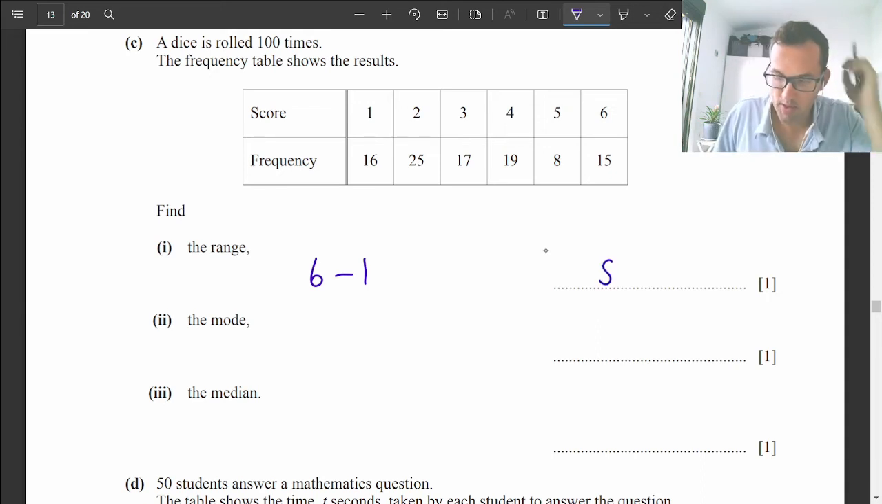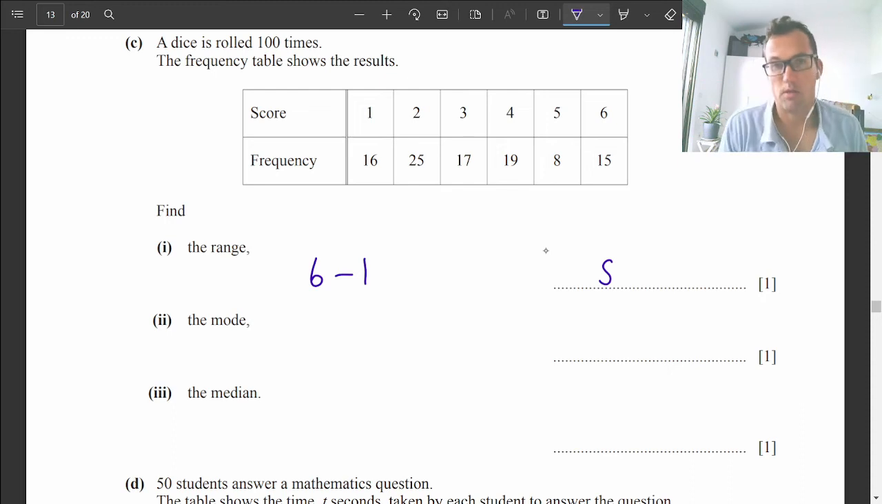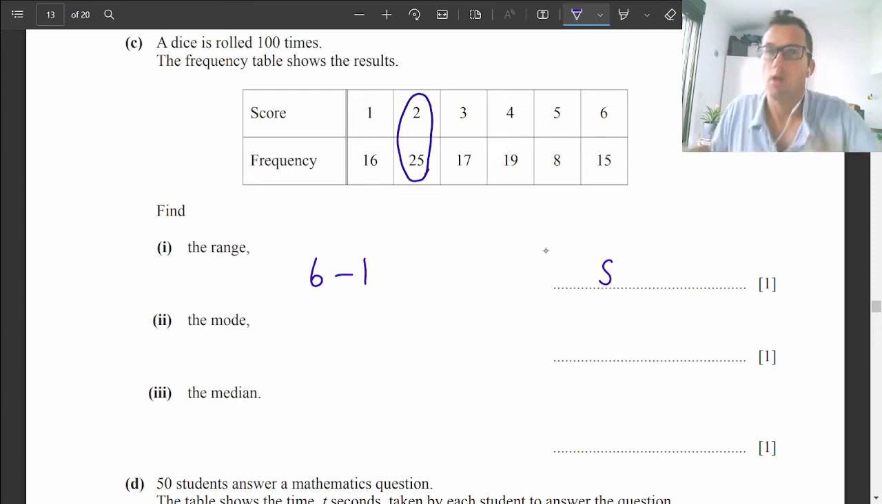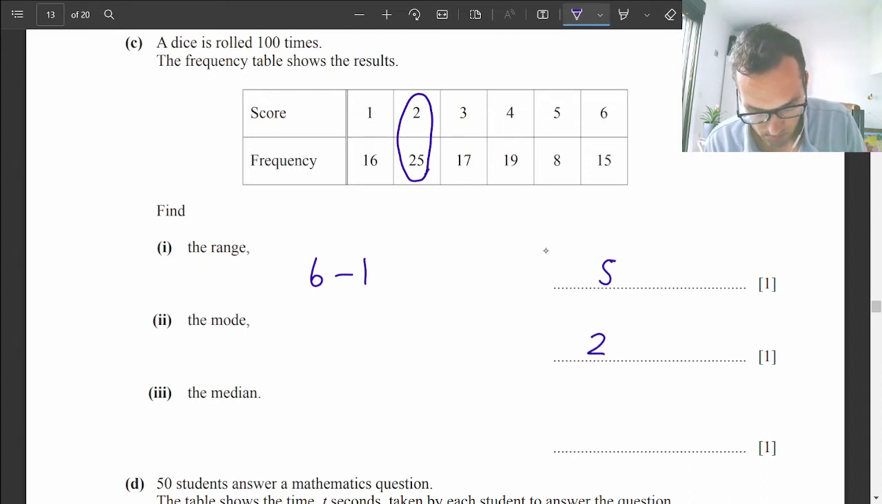Okay, it's not the highest frequency minus the lowest frequency, which is what most students wrote. The mode is which dice is there the most of, which number is at the top the most. And that would be, of course, 2, because there are 25 dice with the number 2 at the top. So the mode, the most common, is 2. Okay.